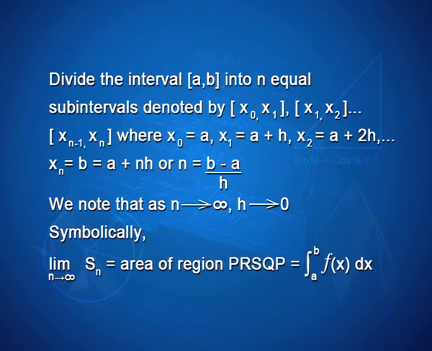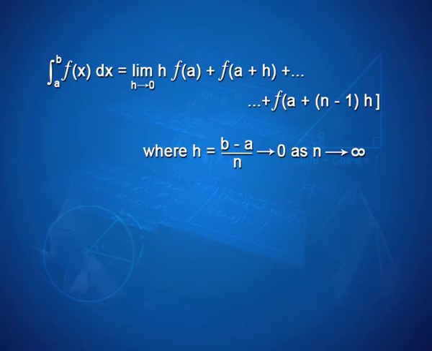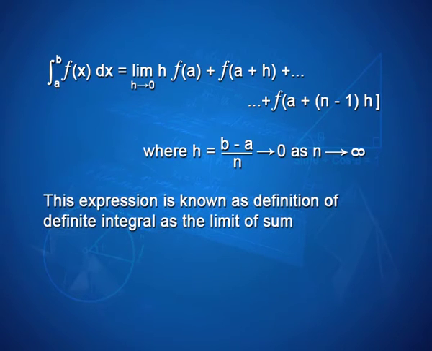Symbolically, limit n tends to infinity Sn is equal to the area of region PRSQP, that is equal to the integral from a to b of f of x dx. That is, the integral from a to b of f of x dx is equal to limit h tends to 0 of h into [f of a plus f of a plus h plus ... plus f of a plus (n minus 1)h], where h is equal to (b minus a) upon n, as it tends to 0 as n tends to infinity. This expression is known as the definition of definite integral as the limit of a sum.